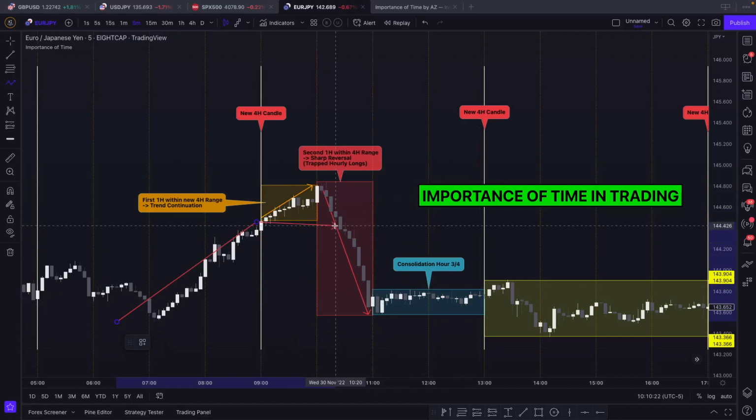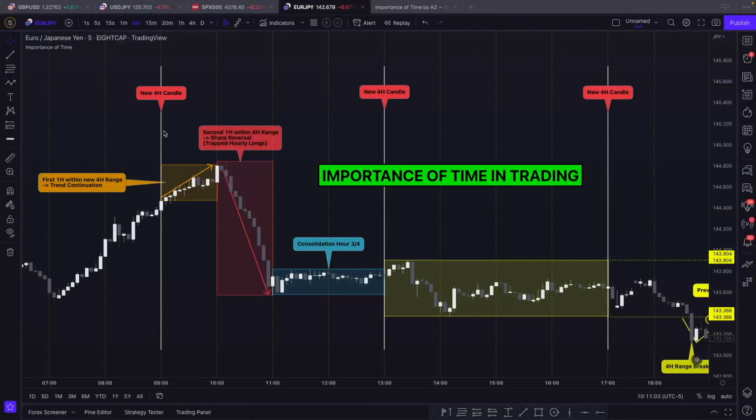I hope this example really points out how important time is in your day trades, especially if you're trading on a 5, 15 or 1 minute time frame, because you get all the insights of what's happening within this hourly candle, 4-hourly candle. It's all part of it. It's all fractal. The whole market is fractal.